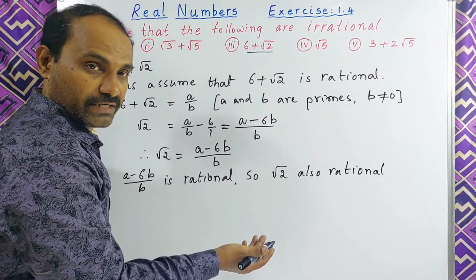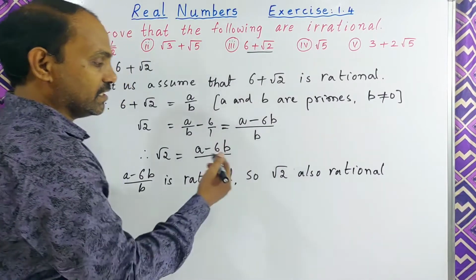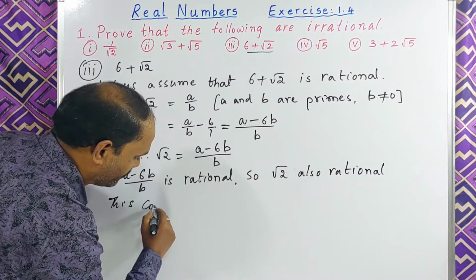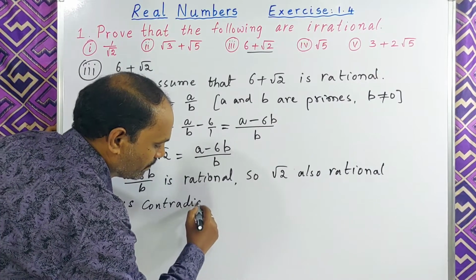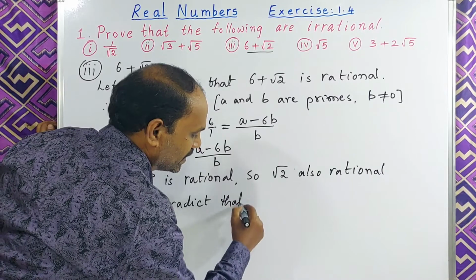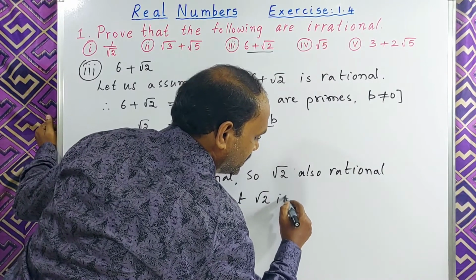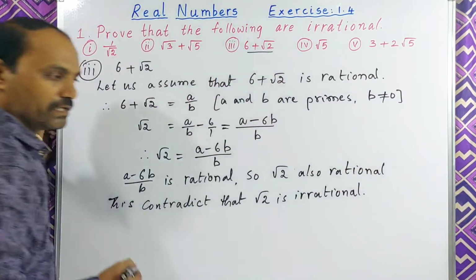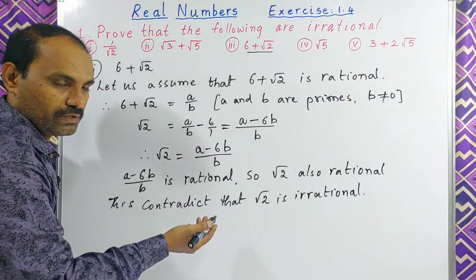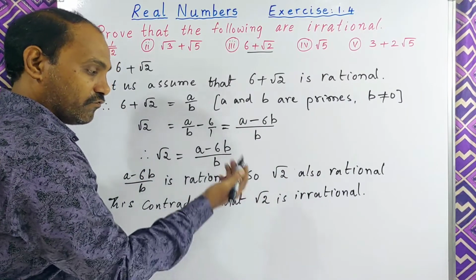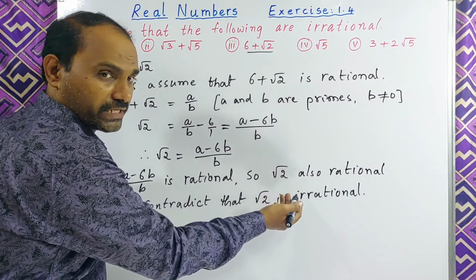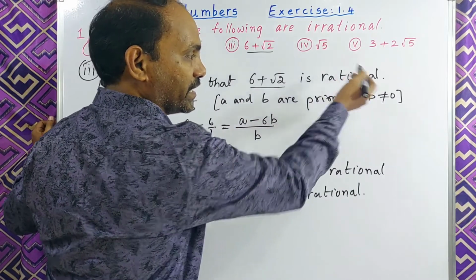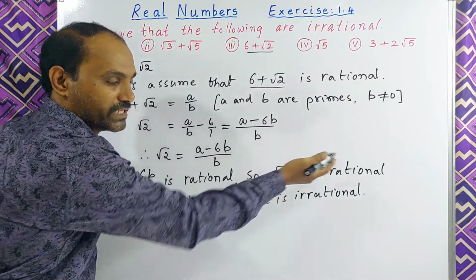But root 2 is not rational. Root 2 is irrational. This contradicts that root 2 is irrational. Okay, this contradicts means it is opposite to root 2 is irrational. Why does it become root 2 is rational there? Our assumption is wrong. Why? We took here 6 plus root 2 is rational. That's why the answer becomes root 2 is rational.